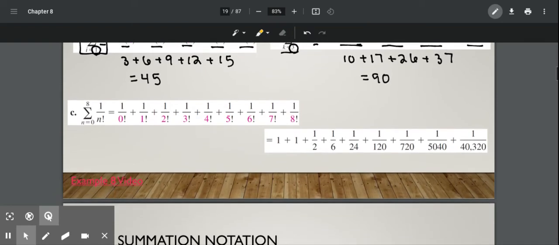And then part C, we've already worked out for the most part here. But again, you're starting when n is 0, and you're going up to where n is 8 of 1 over n factorial. So you have 1 over 0 factorial, plus 1 over 1 factorial, plus 1 over 2 factorial, all the way up to 1 over 8 factorial, which simplifies into all of these fractions right here. And if you put all of those into your calculator to get a decimal, you get about 2.71828.